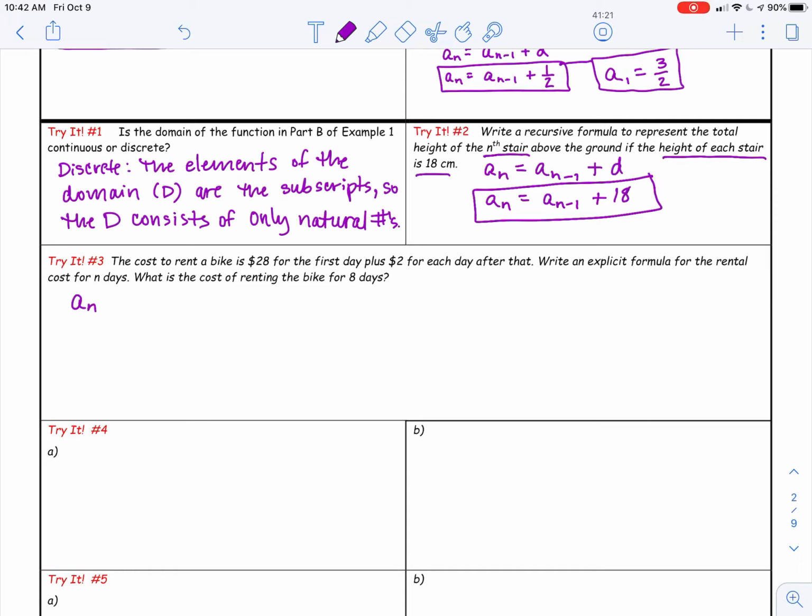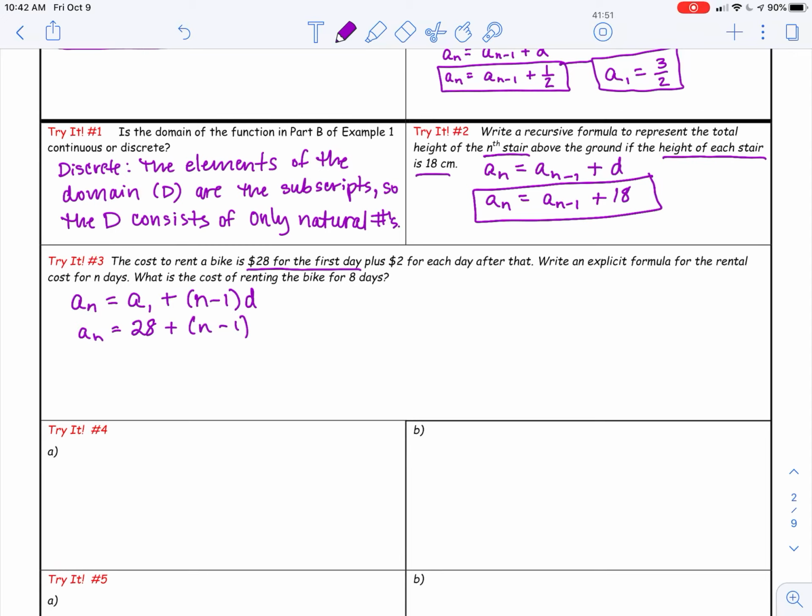All right, so we have n, the nth day or the nth term of our sequence is going to equal, let's write the formula. It's the first term plus the previous term times the common difference. Let's fill in what we know. So we have the nth term equals, okay, now what is the first term? The cost to rent a bike is $28 for the first day. So there's our first term.